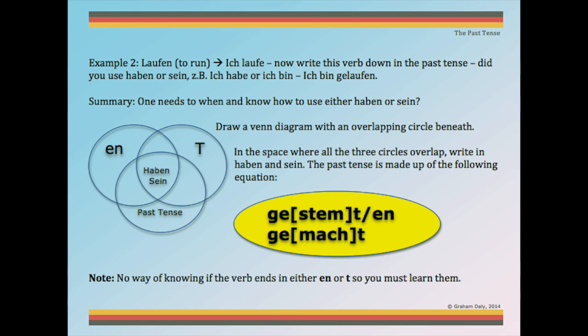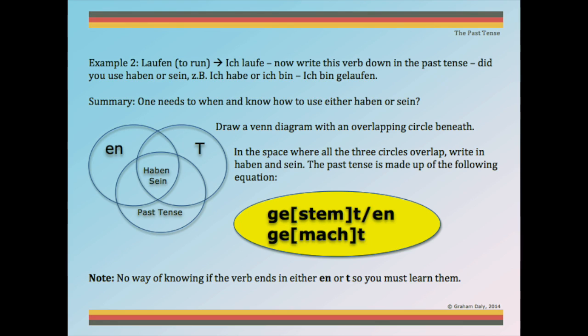That is because some students may think that you use EN endings with haben or T endings with sein, or vice versa. This is absolutely not the case. Both haben and sein both use EN or T endings. So there is no way of knowing whether a verb is EN or T, and whether the verb uses haben or sein does not tell you whether the verb ends in en or t.